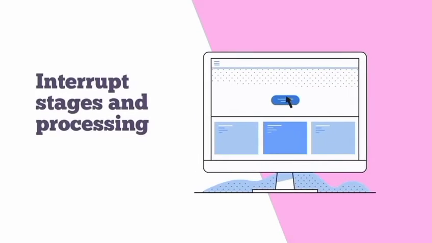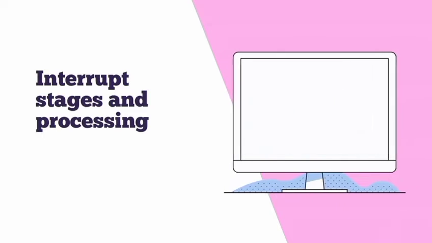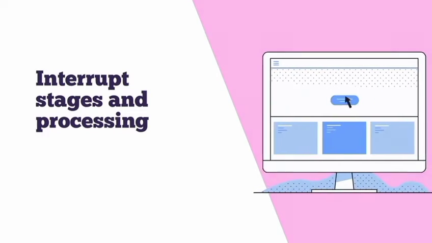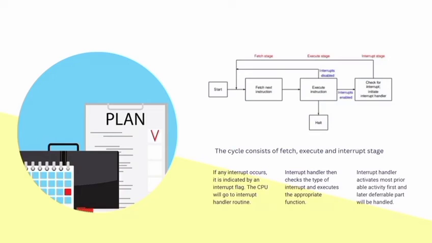At last, let's discuss the interrupt stages and its processing with a simple block diagram. The cycle consists of fetch, execute and interrupt stages. If any interrupt occurs, it is indicated by the interrupt flag. The CPU will go to the interrupt handler routine. The interrupt handler then checks the type of interrupt and executes the appropriate function. After that, the interrupt handler activates the highest priority activity first and later any other.